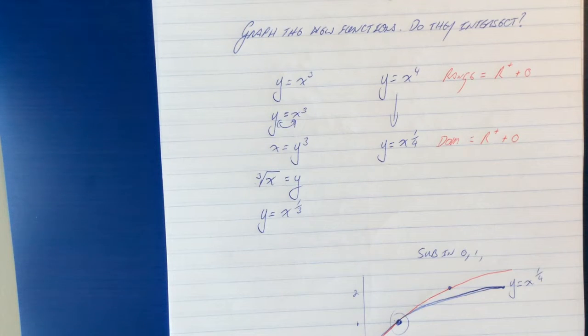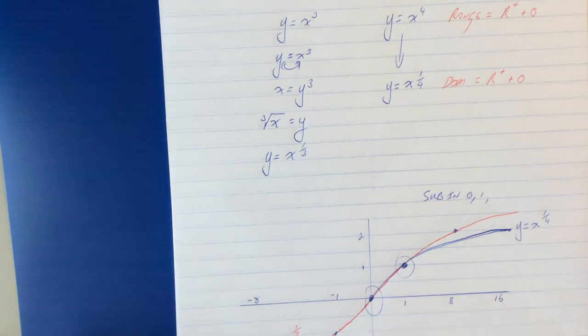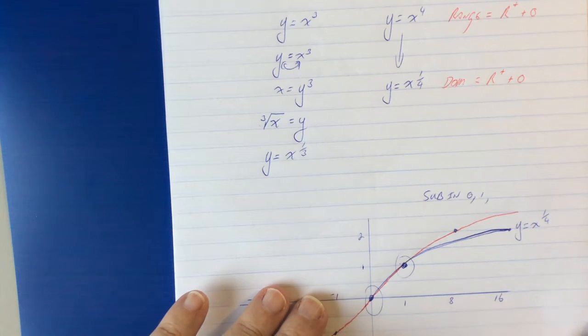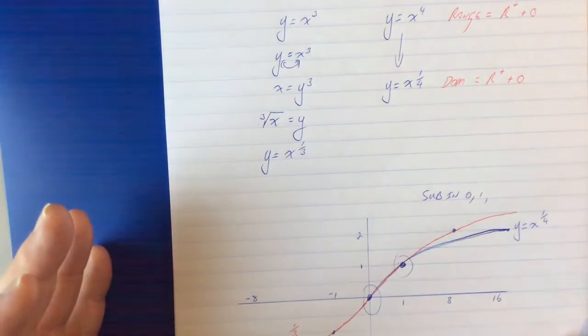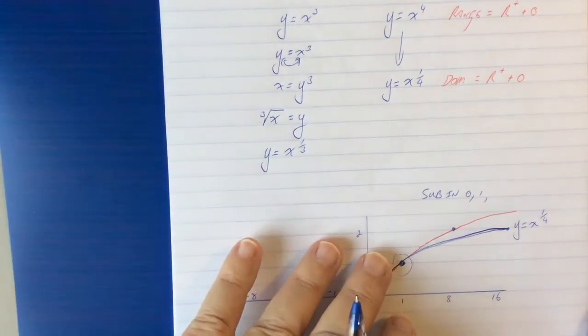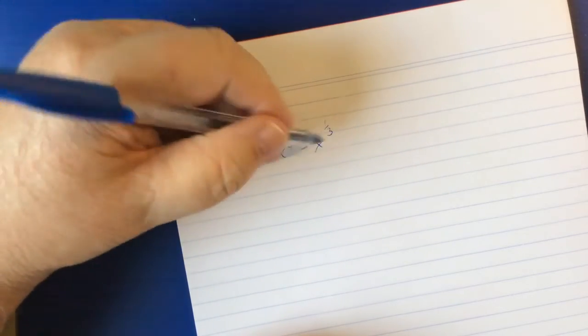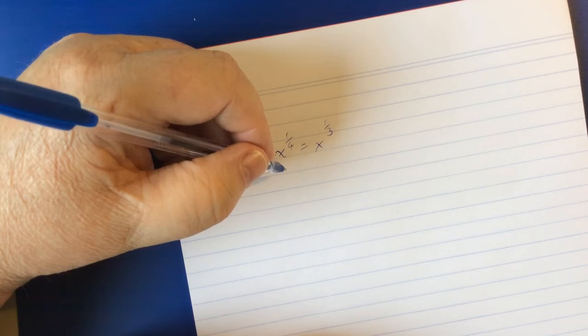Now your teacher, if your teacher were looking over your shoulder, could accuse you of being lucky or just using trial and error. So I'm going to have a very quick look at how we find these values algebraically. So let's get to that. Okay, so we'll start off with x to the power of a quarter equaling x to the power of a third. That's what we want to find. We want to find where this is.